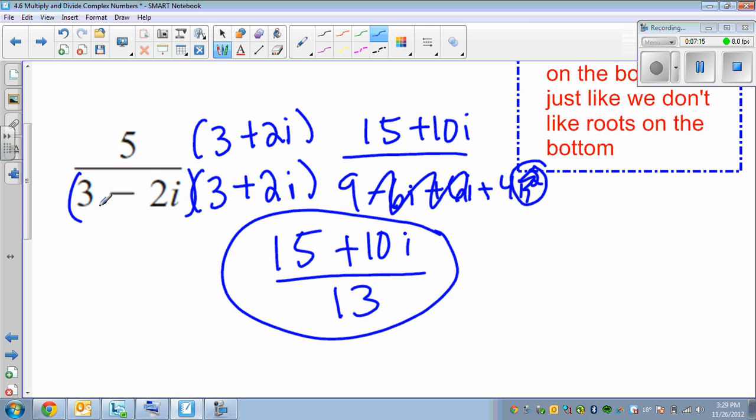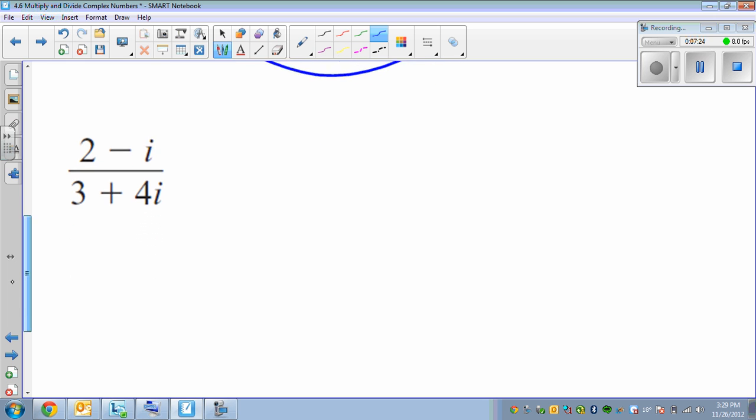I mean, this is very similar to the root stuff we did before, where we didn't like square roots on the bottom. So that's kind of sweet. So our next one looks like this.